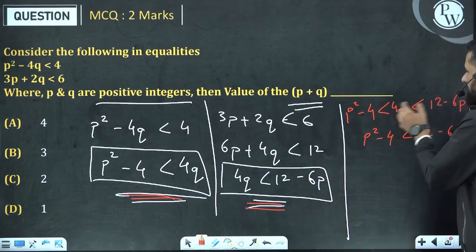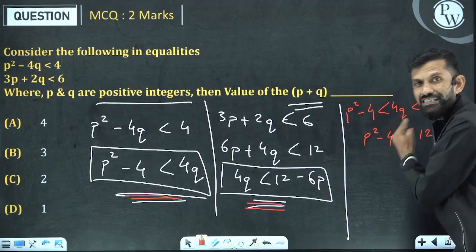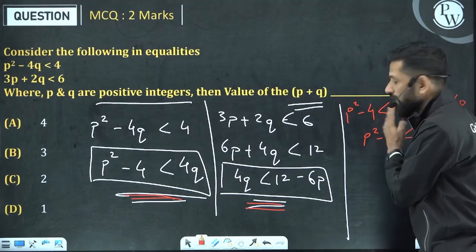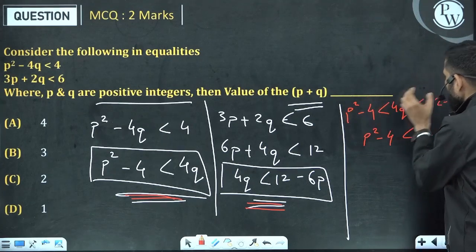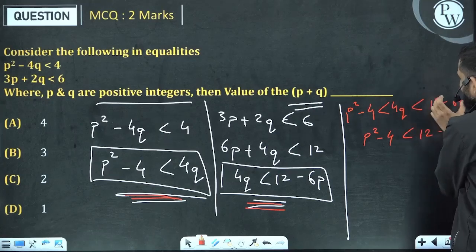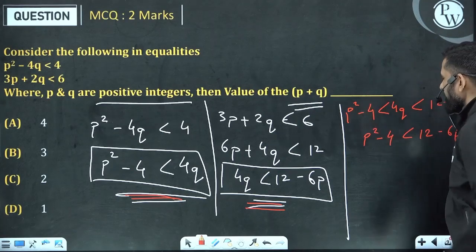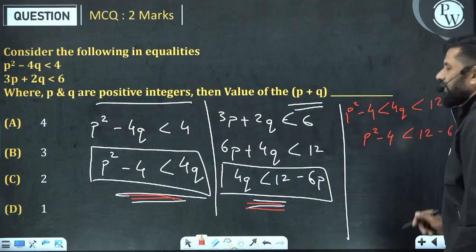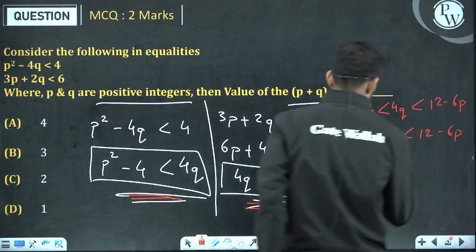Am I right? Obviously this will be less. This is given in increasing order, so if this is small, the next is bigger, and the next is even bigger. So obviously this is bigger and this is the smaller. So p square minus 4 is less than 12 minus 6p. We have derived this. Let us sort this out.